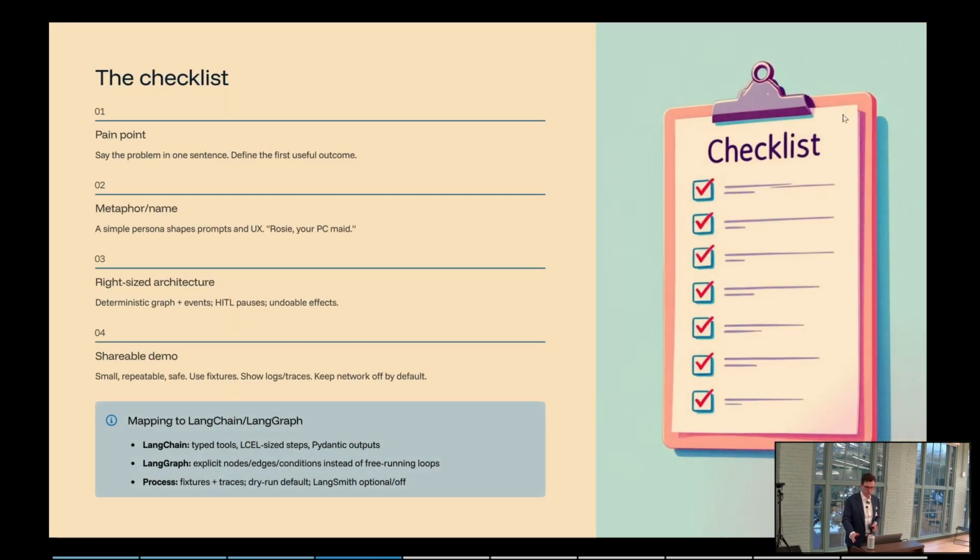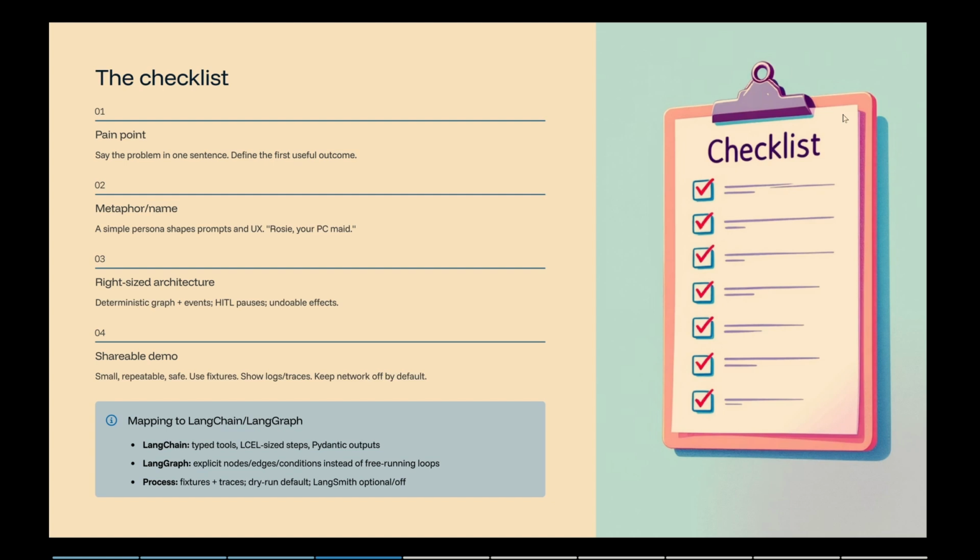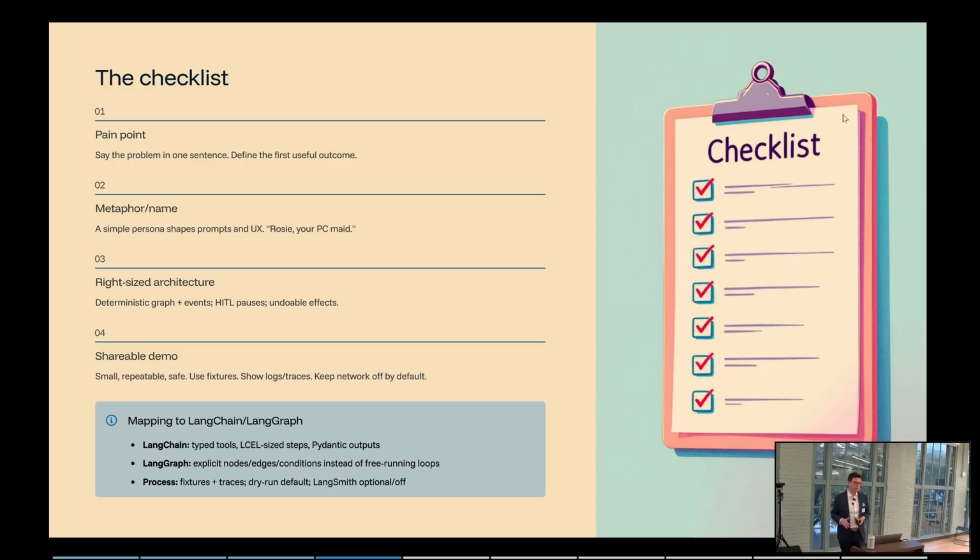So this is the checklist. I already said pain point. The metaphor is it's a robot. It's made for your computer. That's going to inform the UX and the prompts. The architecture is right now good for an initial demo, and I'll build on it. I'll show you a roadmap of what I'm going to do later on. Eventually, I want it to be an EXE that people download and someone who is not a developer can easily benefit from it. And then lastly, the demo.